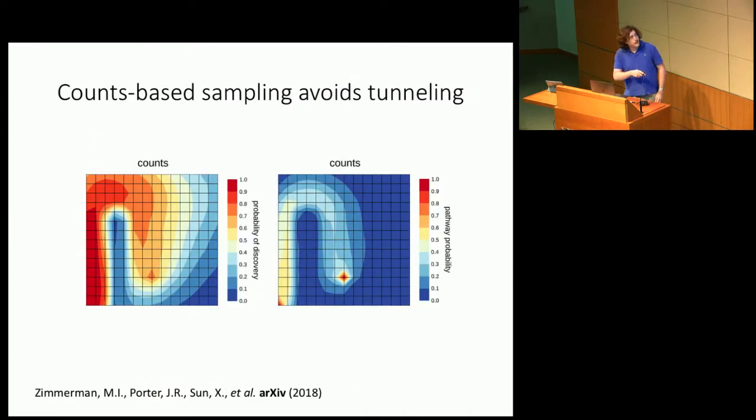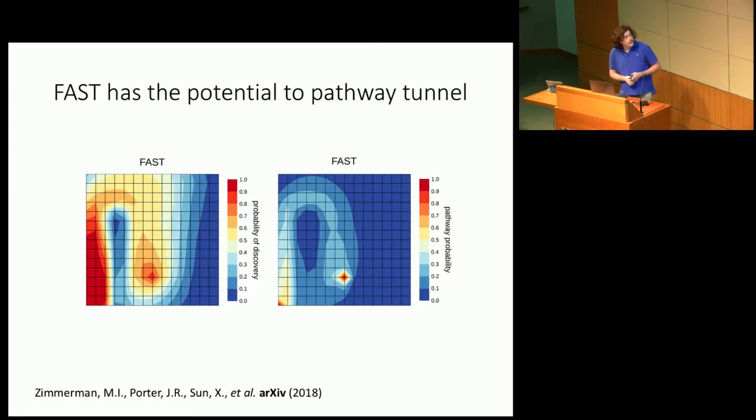So our count-based adaptive sampling goes around this barrier and reasonably predicts paths that go around this barrier. So our count-based adaptive sampling avoids tunneling. FAST also has a high probability of going around the barrier and a slight probability of discovering the set of states along the barrier. So we do see some predicted paths going across this barrier.